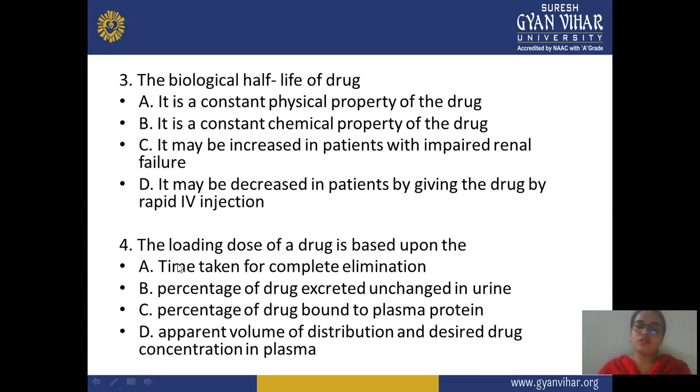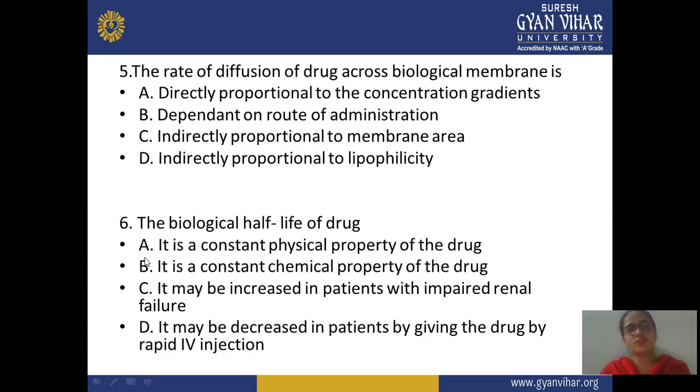Apparent volume of distribution is already covered, and in this option we say that apparent volume of distribution and desired drug concentration in plasma is mainly discussed. The next, fifth question: the rate of diffusion of a drug across a biological membrane is. Option A is directly proportional to concentration gradient. Option B is dependent on the route of administration, option C is indirectly proportional to membrane area, and D is indirectly proportional to lipophilicity.